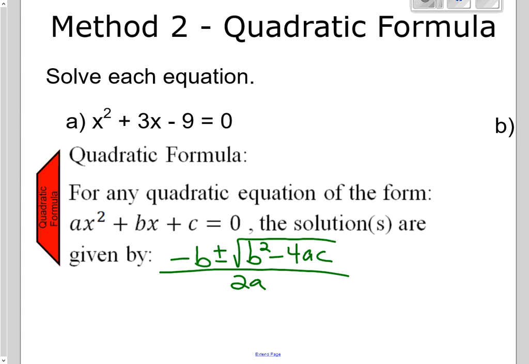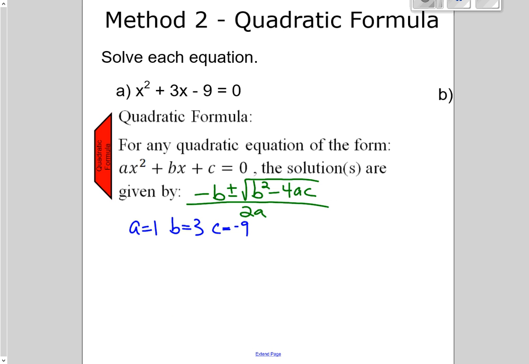Just a matter of taking our coefficients out of the equation and putting them into the proper spots. So for a, I have a is equal to 1 because there isn't a number there. It's assumed to be a 1. b is 3, and c is -9. So if I was going to put this into my quadratic formula, I put a 3 in for b. It was a positive 3, but once it goes in, it becomes a -3, plus or minus the square root of 3 squared minus 4ac, all divided by 2a.